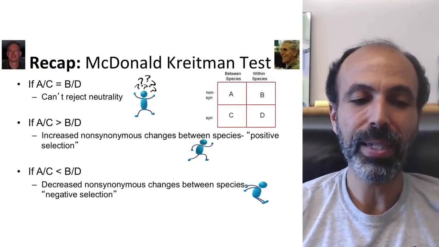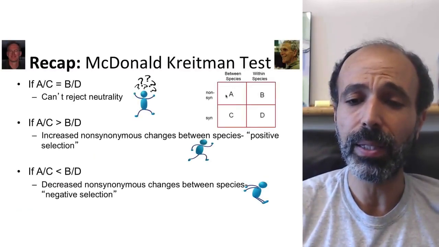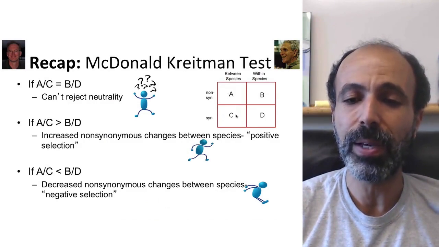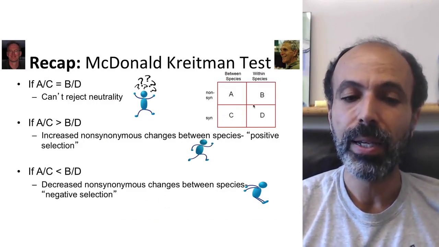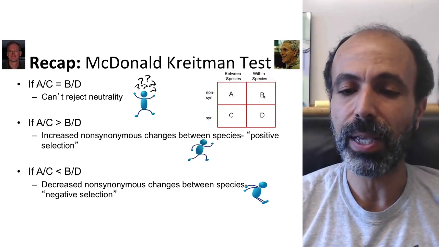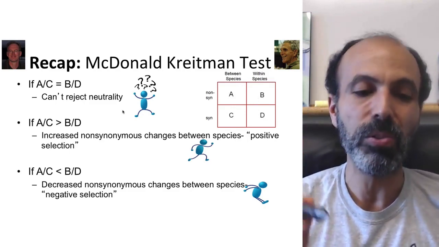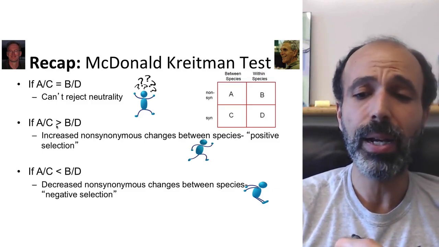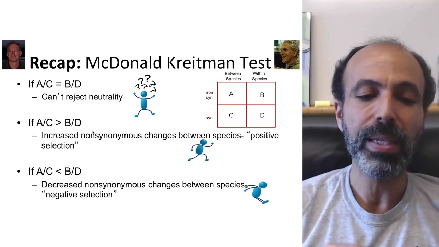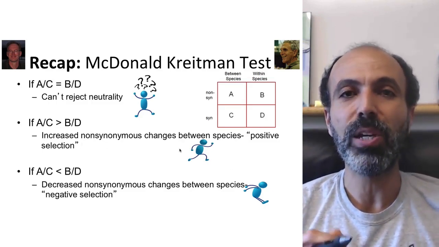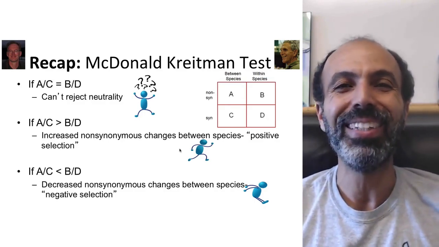Here's the McDonald-Kreitman test. Again, if A over C, A being the between species non-synonymous divided by the between species synonymous for C, is equal to B over D, the same for within species, you can't reject neutrality. Does not mean that it is neutral. If it's greater between species than within species, then you have increased non-synonymous changes, that interesting positive selection, right?